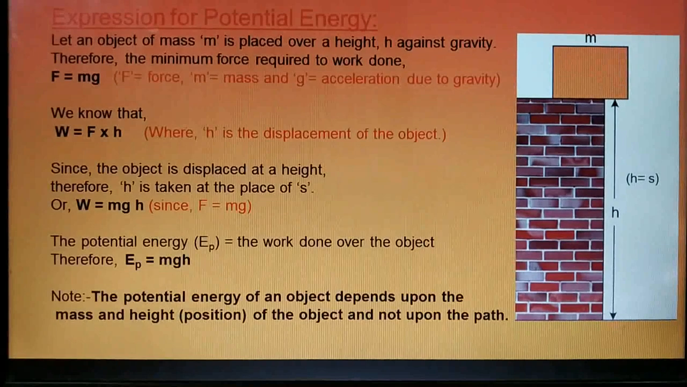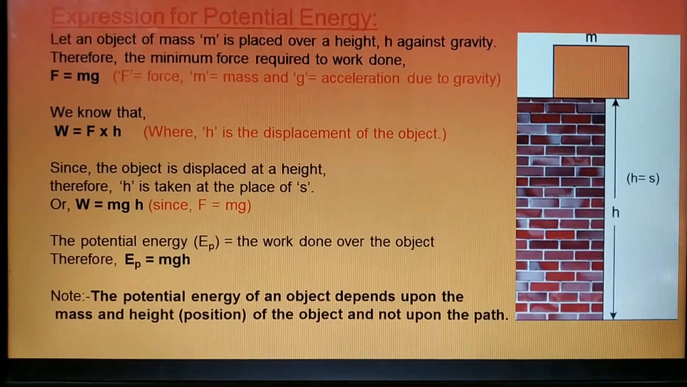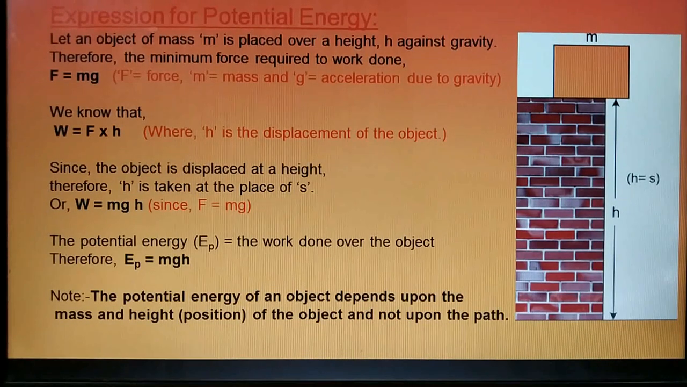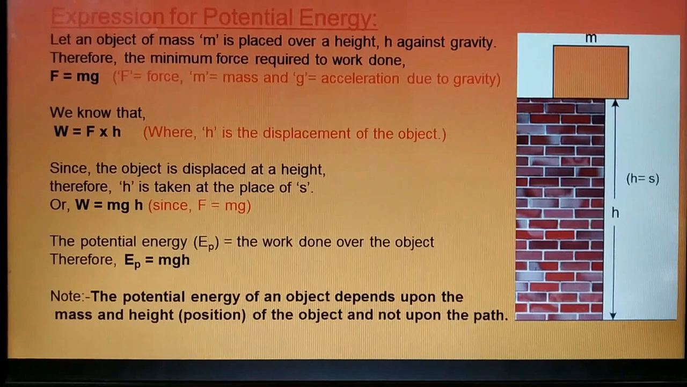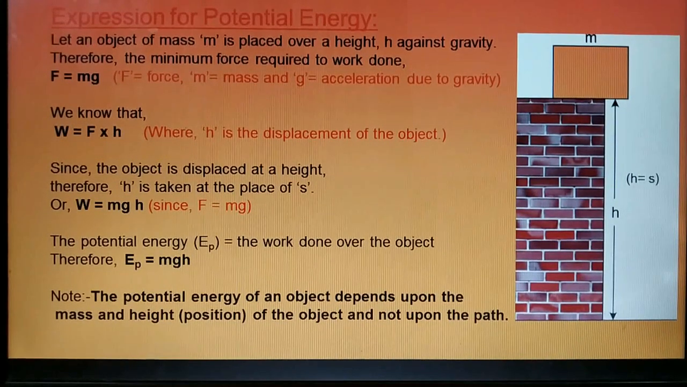Next is the expression for potential energy. Let an object of mass m be placed at a height h against gravity. You can also see in this diagram, यहाँ पे एक object लिया है mass m और उसको हमने अगेंस्ट द ग्रेविटी प्लेस करा है और वो अगेंस्ट द ग्रेविटी एक सर्टेन हाइट पे प्लेस्ड है. Therefore, the minimum force required to do work, जितना minimum force वहाँ पे लगा, that will be F equals mg. That is F equals mass into acceleration due to gravity, where m is the mass and g is the acceleration due to gravity. Because against the gravity work हो रहा है तो acceleration is replaced by g here.